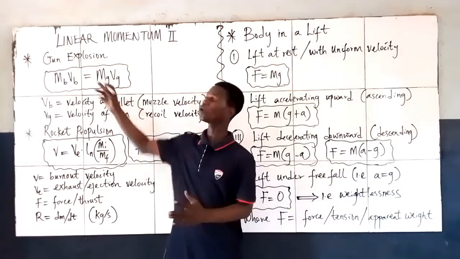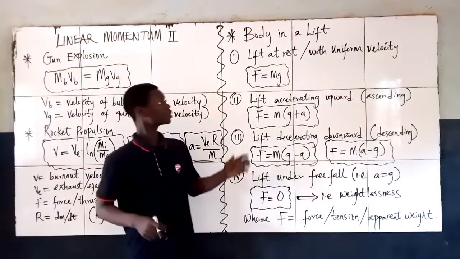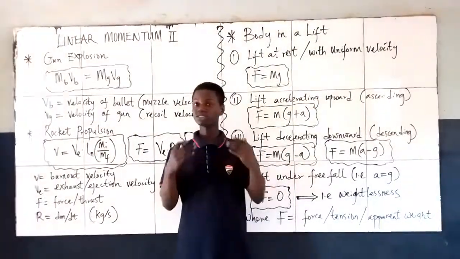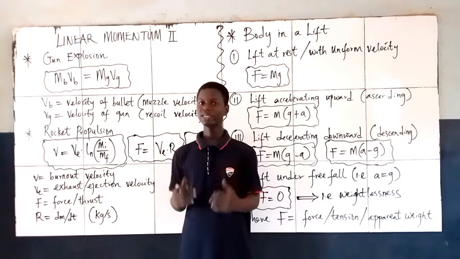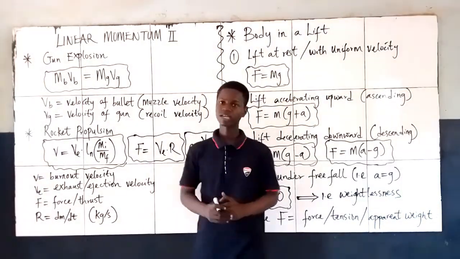We'll be focusing on gun explosion. We're talking about rocket propulsion. We'll be talking about body in a lift. These are the 3 main aspects, or the 3 main applications, of linear momentum. So without wasting time, let's look at the first, gun explosion.